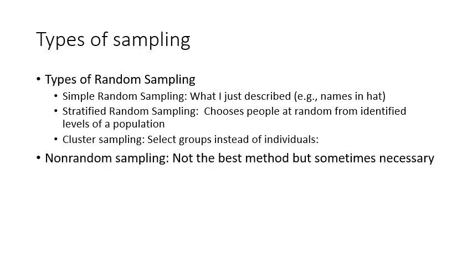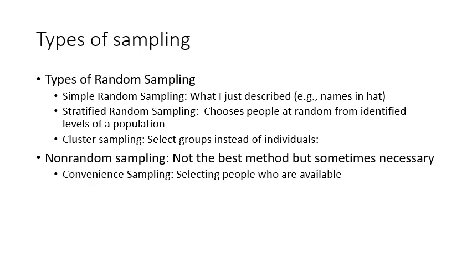Non-random sampling, which is not the best method, but sometimes is necessary. So convenient sampling is something we see a lot, selecting people who are available or who are willing. For example, a lot of times on campus we see an email that comes around with a survey: please respond to our survey. That's a convenient sample, and it's not the best because they're only getting the people who choose to respond. So they're not getting a representative sample of all of the population, especially of people who don't have good internet or who don't check their email.